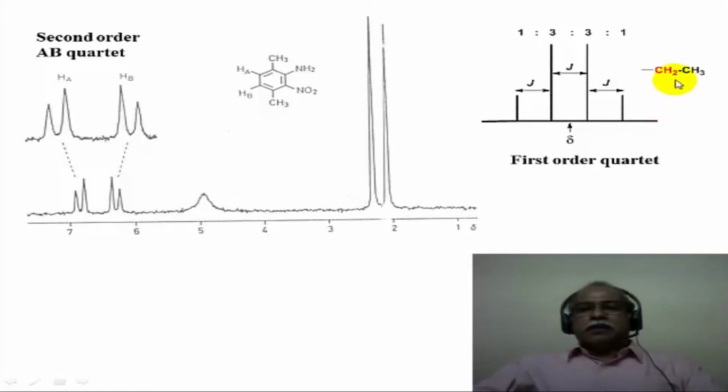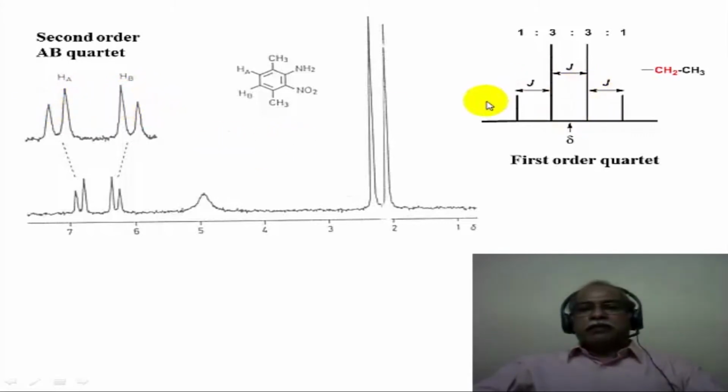Under such circumstances, the CH3 splits the CH2 into a quartet, and the difference between this quartet and this quartet is evident from the picture itself. In this quartet, the AB quartet, the intensities are different. The intensities are supposed to be 1:1 for this doublet and 1:1 for this doublet. Such is not the case in this particular picture. And secondly, what is more important is the gap between line 2 and 3 is fairly large compared to the gap between 1 and 2 or 3 and 4.